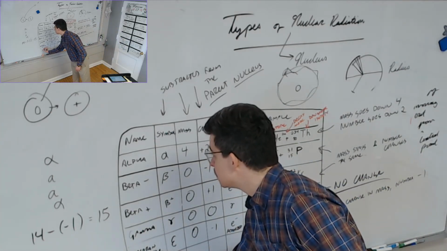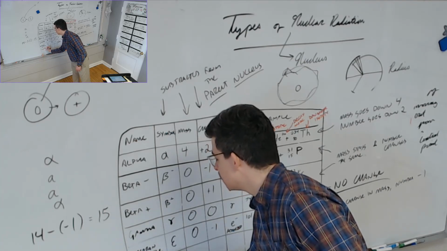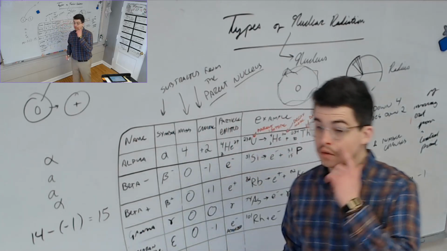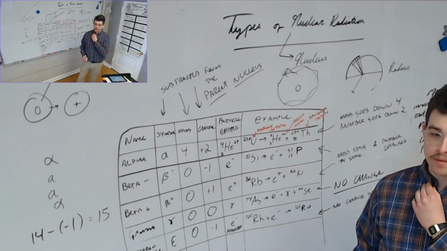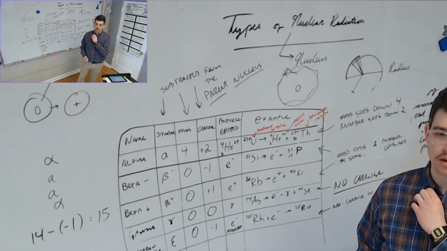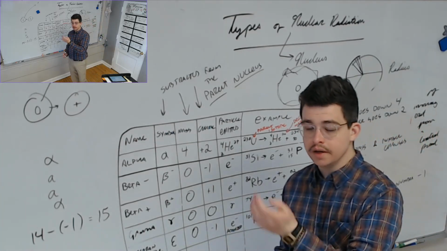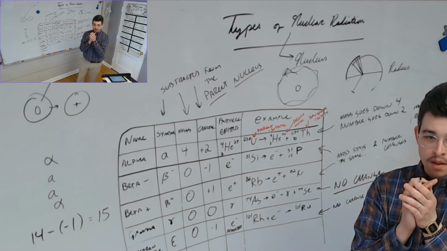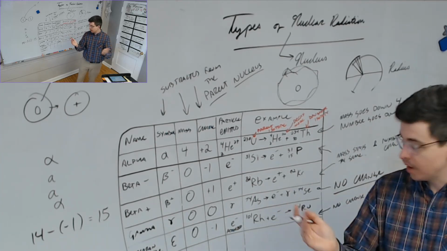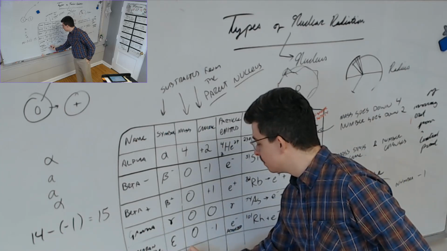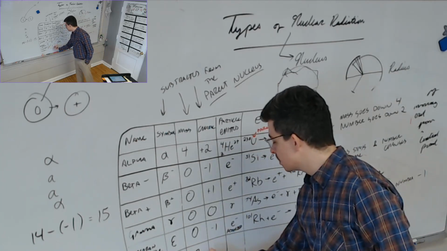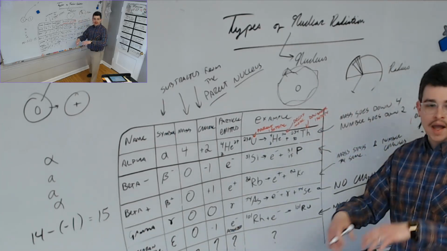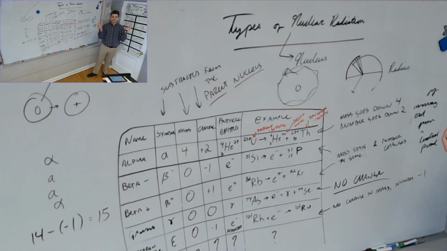We call this one spontaneous fission. Fission was one of your vocab words. What's fission mean? Like the opposite of fusion. It's the opposite of fusion. Good. I like that. So whereas fusion was nuclei coming together to make a new thing, fission is one big nucleus falling apart. We abbreviate it SF, spontaneous fission. That's pretty easy. Mass, question mark. Charge, question mark. Particle emitted, question mark.